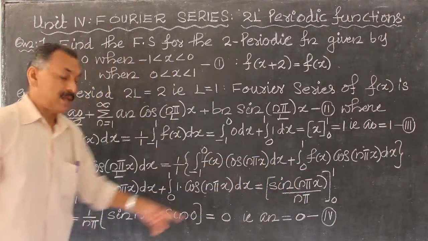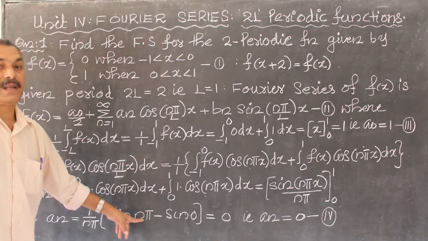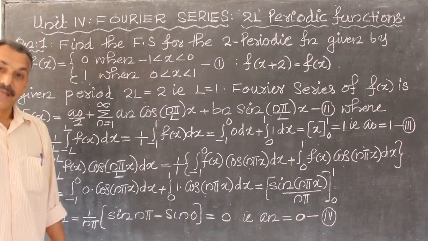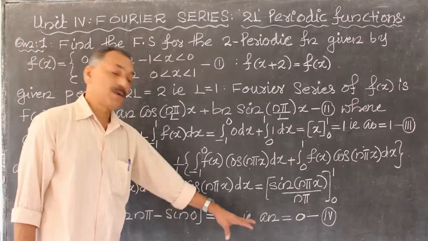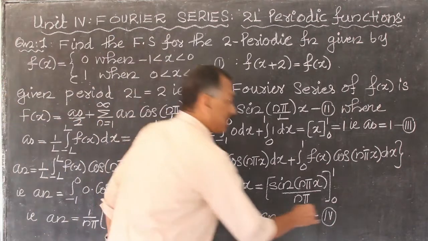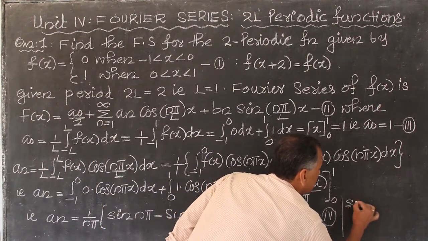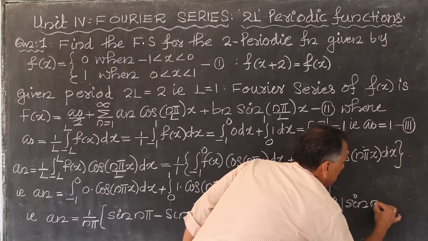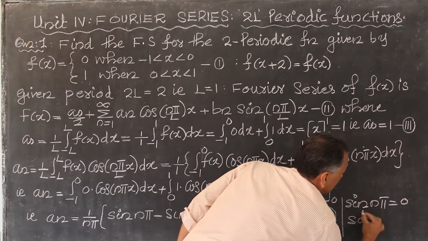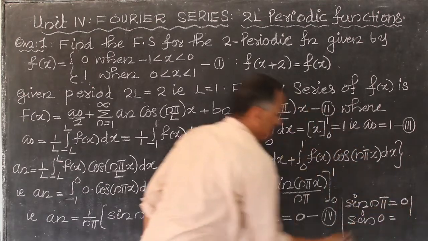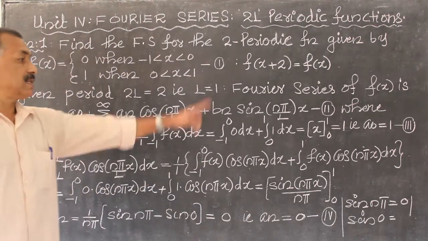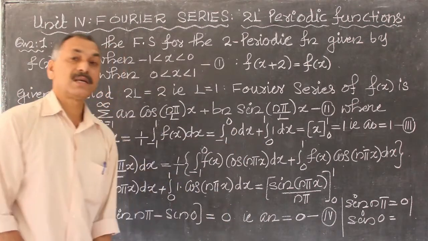sin n pi x, upper limit applied, that is sin n pi minus sin 0. What is sin n pi? Sin n pi is 0, and similarly sin 0 is 0. That is an is equal to 0. Since sin n pi is equal to 0, and sin 0 is equal to 0, the value of an is 0. a0 is equal to 1, and an is equal to 0.